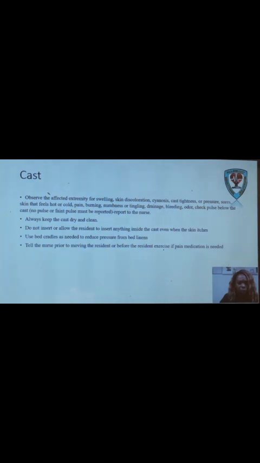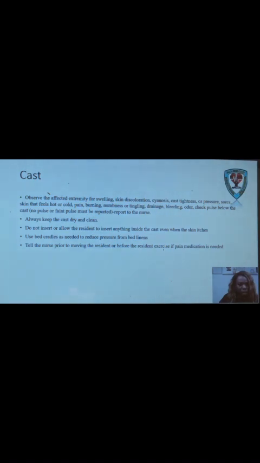It's okay for you to check the pulse below the cast in the extremity, the arm or the leg below the cast. If there is no pulse or if there is a faint pulse, you want to report this to the nurse. You always remember to keep this cast as dry and clean as possible. You do not insert anything inside the cast. You don't allow the resident to insert anything inside the cast, even when the skin begins to itch beneath the cast. You can use a bed cradle as needed to reduce pressure from linen that may be on the cast.